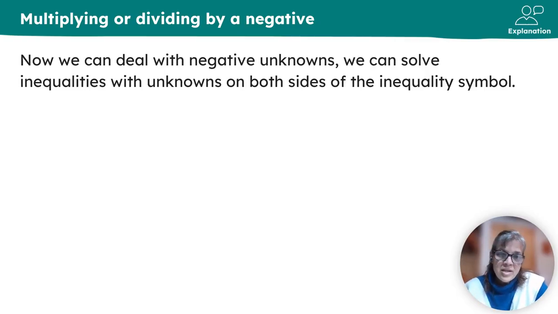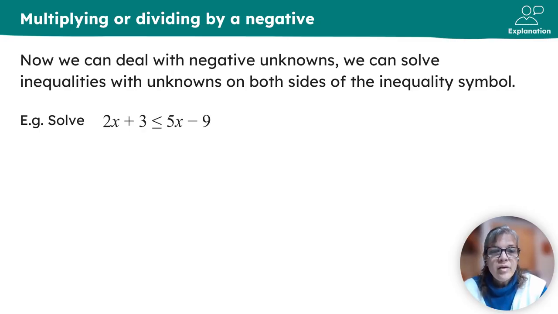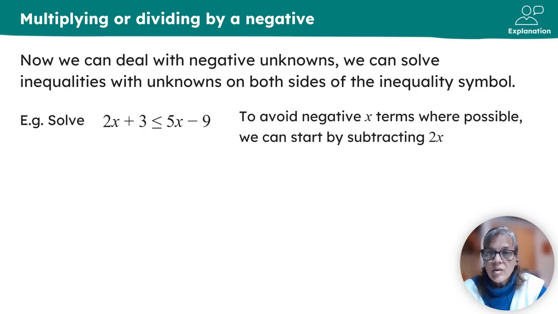Okay, if we can deal with something that's a negative unknown, then you could have x's on both sides of the inequality symbol. You solve them in the same way. If you want to avoid negatives where it's possible, you can move the 2 to the other side so that you're going to end up with positive x's, not negative x's. It's just a good practice to avoid making things harder for yourself.